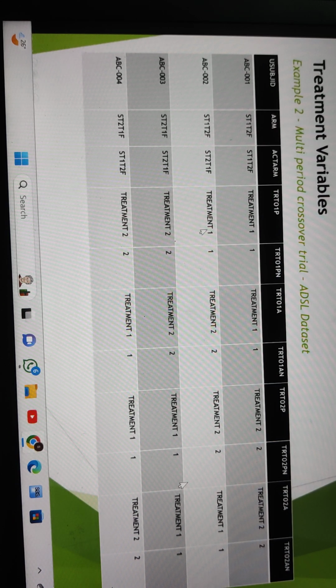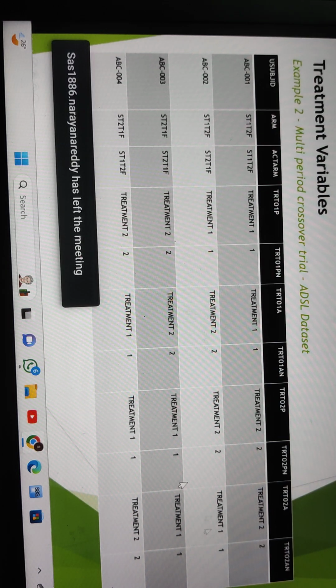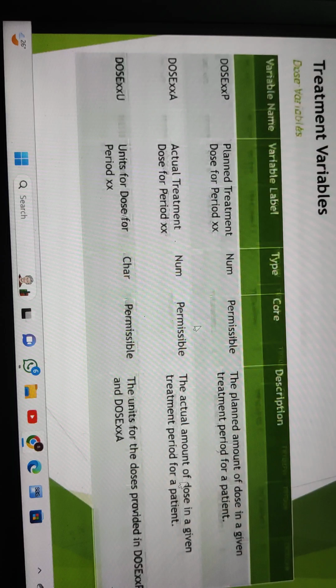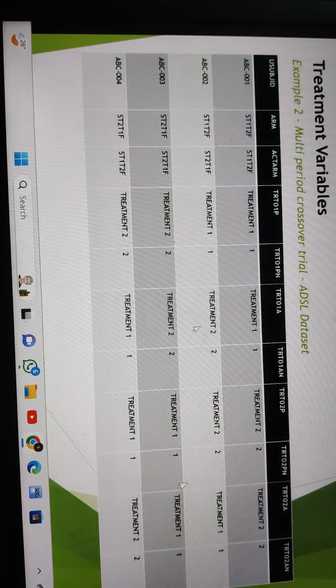treatment 1, but actually he took treatment 2 first. Later he should do treatment 2, but obviously moved to treatment 1. Why? Because he already took treatment 2 first. Next, if you can see the third subject, treatment 2, treatment 2. First, this subject is randomized to treatment 2. Then he moved to treatment 1. That's how the planned and actual respective treatment variables are shown like this.